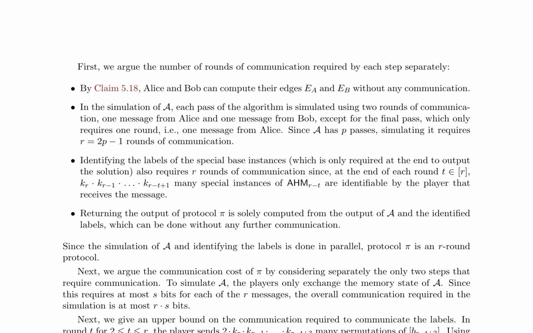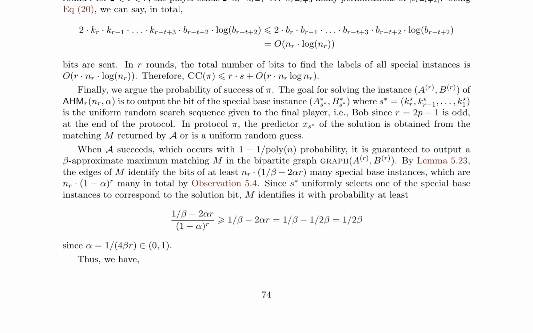The analysis of the protocol's communication cost involves bounding the number of bits sent in each round. It is shown that the total number of bits sent in R rounds is O(R n_r log n_r). The probability of success of the protocol is analyzed by considering the case where A succeeds in outputting a beta approximate maximum matching M. It is shown that M identifies the bits of at least n_r (1/beta - 2 alpha r) many special base instances, and that the probability of success is at least 1/(2 beta).